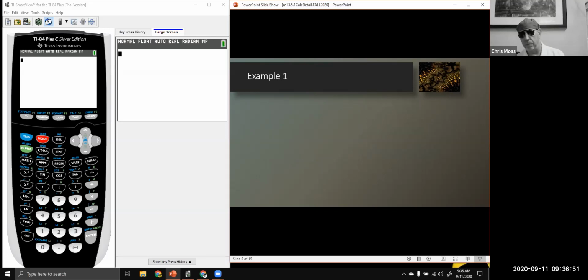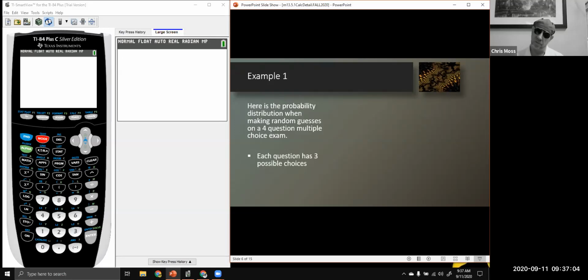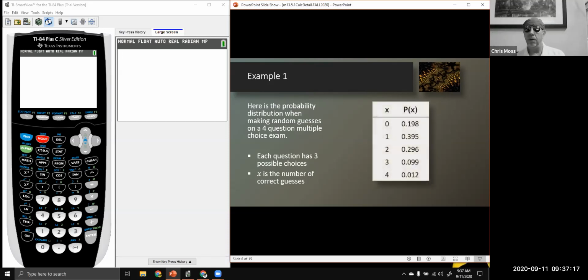Here's our first example. We have a probability distribution. We're making random guesses on a 4-question multiple choice exam. Each question has 3 possible choices, and our random variable x is the number of correct guesses that we might possibly make, anywhere from 0 on the low end to 4 on the high end. There's the probability distribution. You can see we've got those probabilities there.